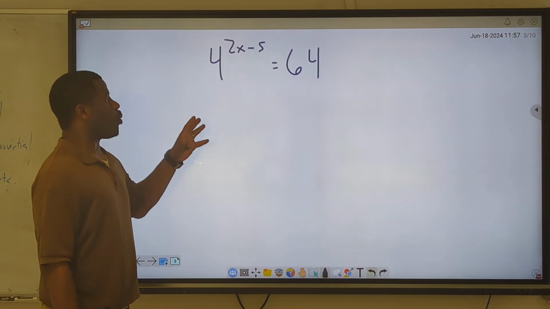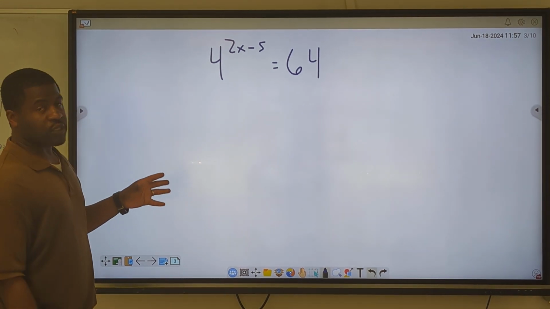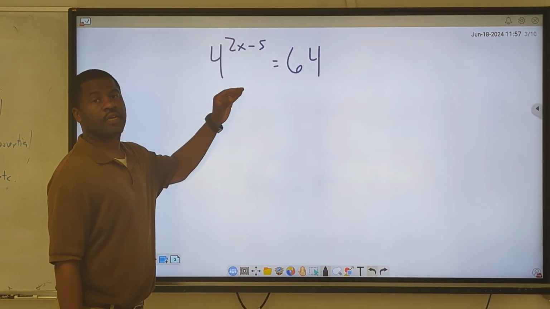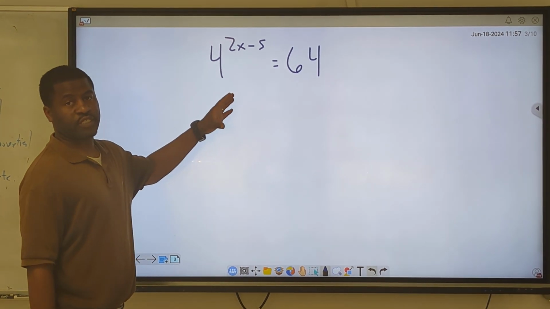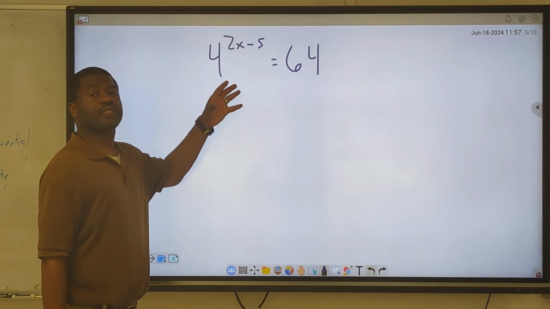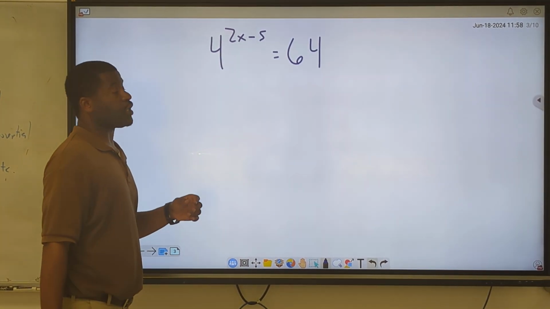Okay, here we want to work on exponential functions. Our goal when we solve exponential equations is to obtain the same base on both sides of the equation, and we want to basically turn an exponential equation into a simple algebraic equation.